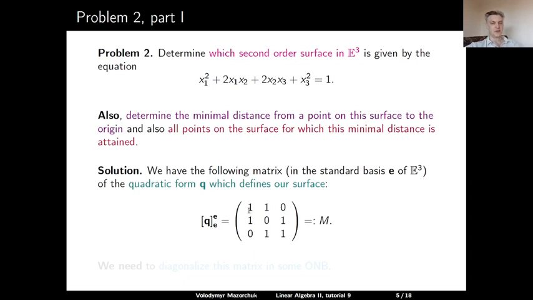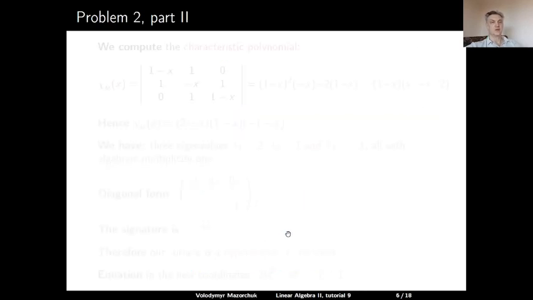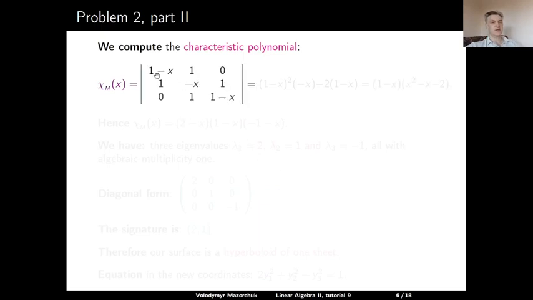And we have the matrix 1, 1, 0, 1, 0, 1, 0, 1, 1. And we need to diagonalize this matrix in some orthonormal basis. So we compute the characteristic polynomial for this matrix. This is a determinant for the matrix 1 minus x, 1, 0, 1 minus x, 1, 0, 1, 1 minus x. So this determinant is equal to the product 1 minus x times 1 minus x.